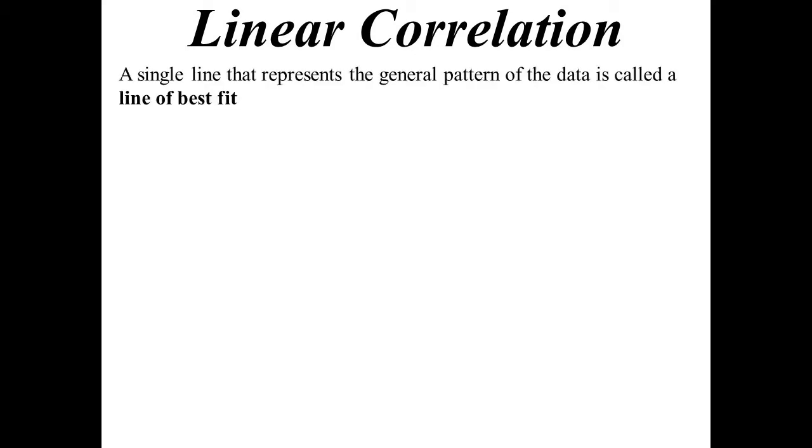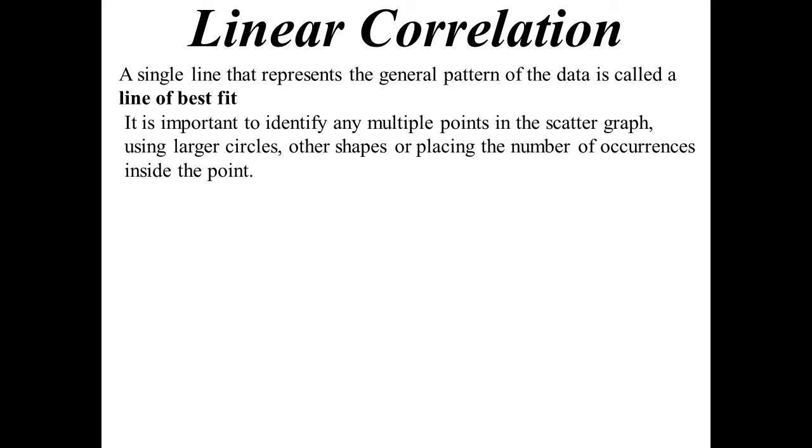Now, a single line that represents that pattern of all those points is what we call a line of best fit. Now, it's important that you identify any multiple points in the scatter graph using large circles or something like that, because the number of times a particular piece of data occurs could affect the shape of our relationship. It doesn't have to be a circle, you could use triangles, other shapes like that, or simply placing the number of times that that piece of data occurs inside the point itself.